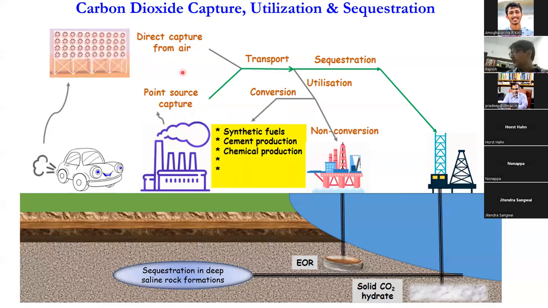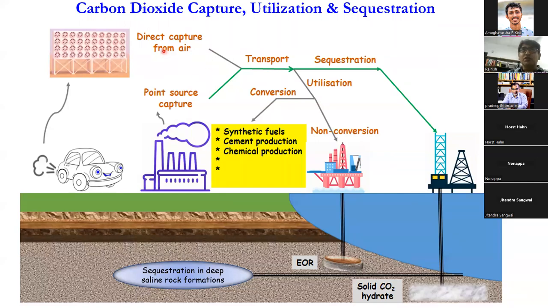Now, there are two places where you can basically capture the CO2: one directly from the air, and the other from a point source, which typically are power plants, cement industry, steel industry, and so on. There are slight differences between these two sources.